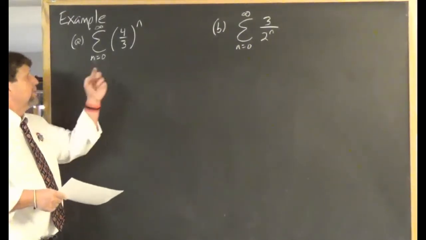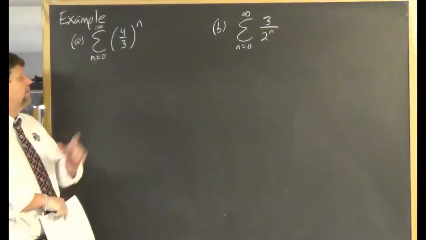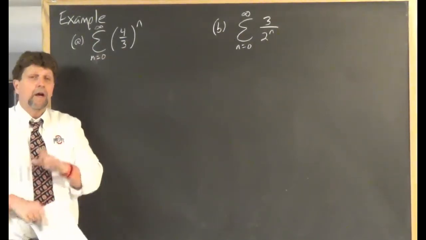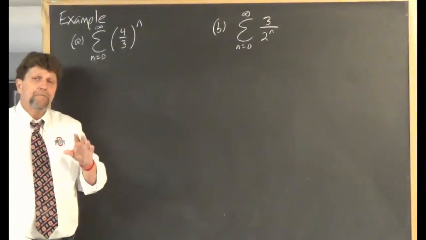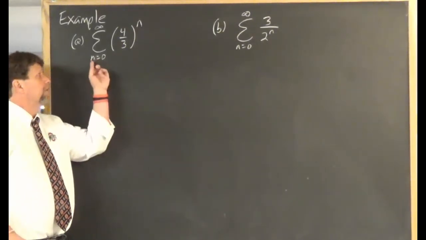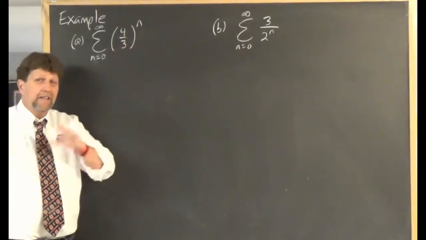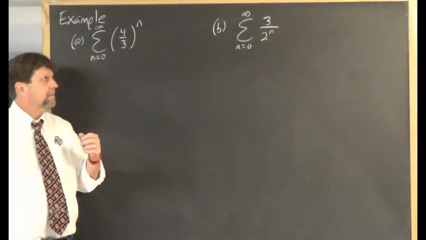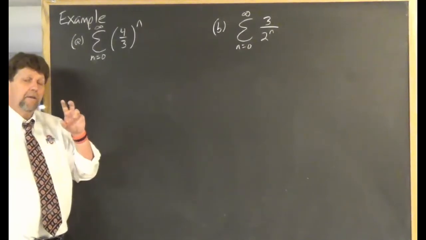So this is the first series. The sum from n equals 0 to infinity, 4/3 to the n. Oh, by the way, for whatever reason, your book likes to use k's. It's like the only book I think I've ever seen that does that. I'm using n's.